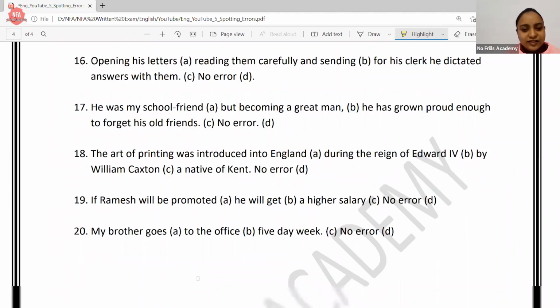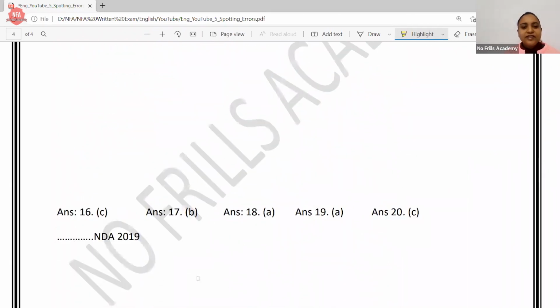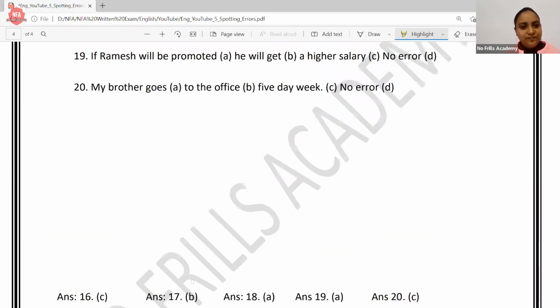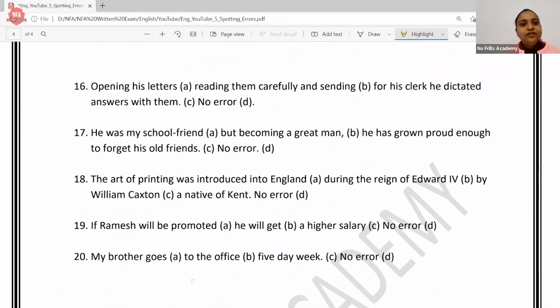So let us check the answers. 16th is C, 17th is B, 18th is A, 19th is A, 20th is C. That's in NDA 2019. Let us understand why. Opening his letters, reading them carefully, and sending for his clerk, he dictated answers to them. Not answers with them, answers to them. He was my school friend, but after becoming a great man, he has grown proud enough to forget his old friends.